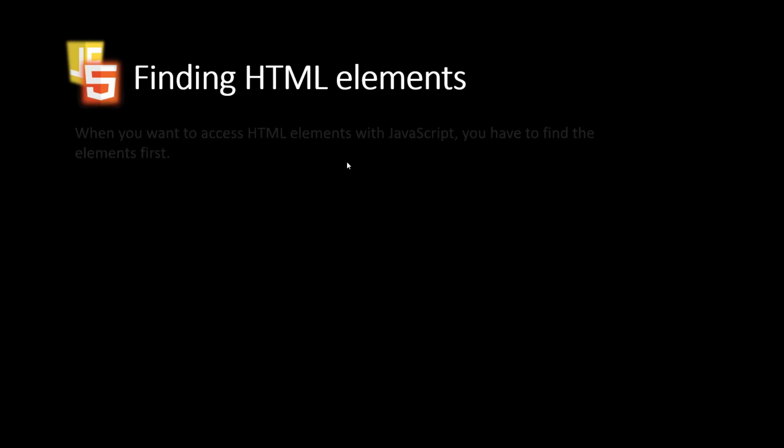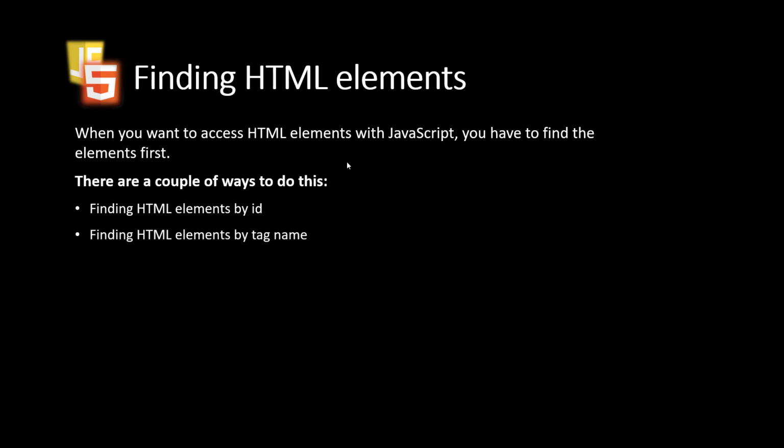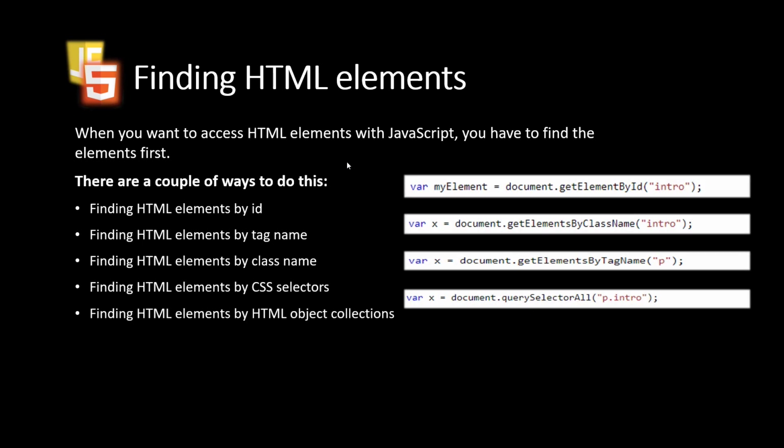Finding HTML elements. When you want to access HTML elements with JavaScript, you have to find the elements first. There are a couple of ways to do this. Finding HTML elements by ID, by tag name, by class name, by CSS selectors, and by HTML object collections. Here you can see we have different examples of them.